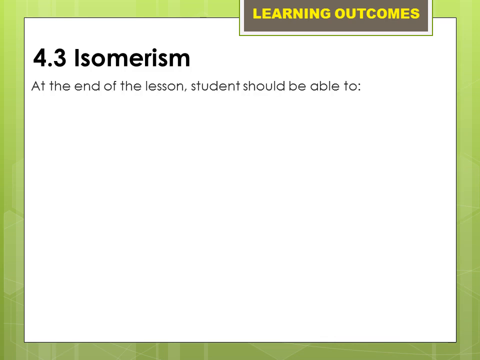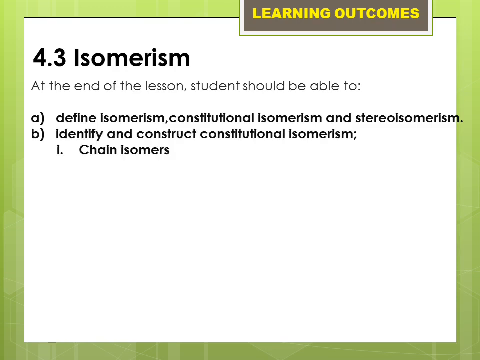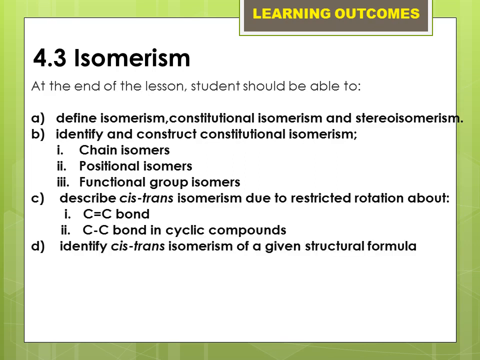At the end of the lesson, students should be able to define isomerism, constitutional isomerism and stereoisomerism, identify and construct constitutional isomerism: chain isomer, positional isomer, functional group isomer. Describe cis-trans isomerism due to restricted rotation about C=C double bond and C-C single bond in cyclic compound.